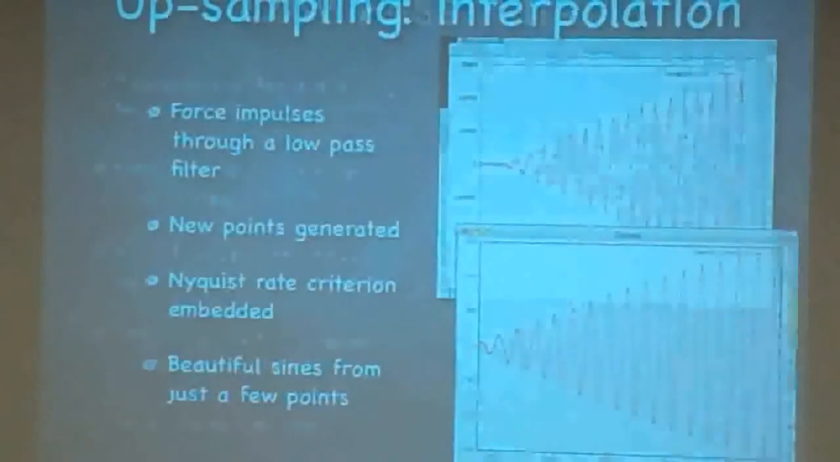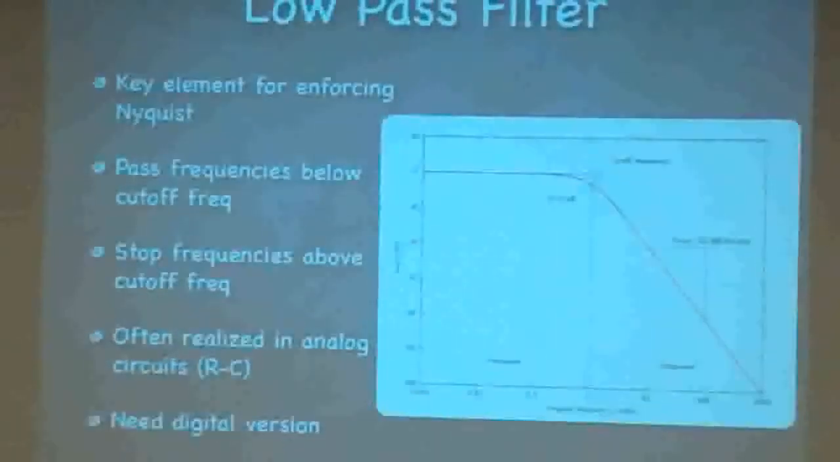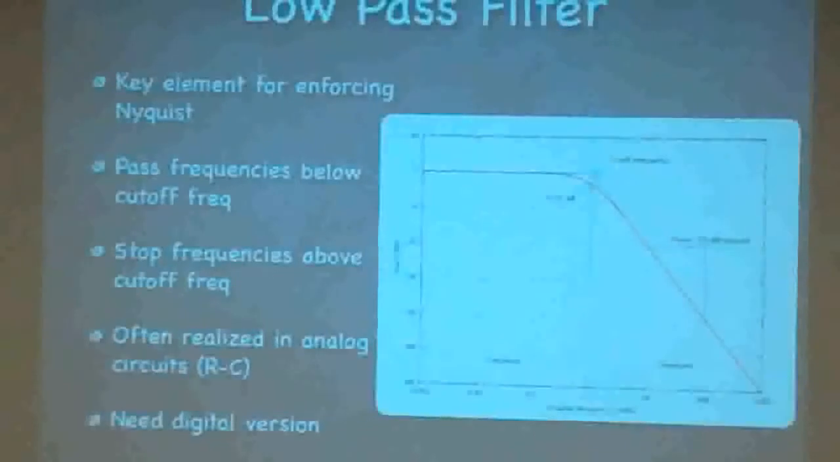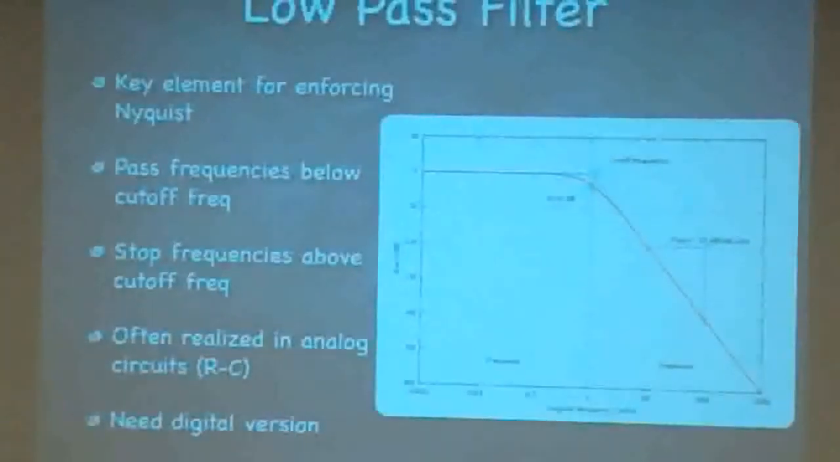Okay? Now, a key element in all of this is building a low-pass filter. We're all familiar with this as hams. We use low-pass filters all the time. And this is the key element that we need in order to enforce this Nyquist rate. And just to refresh your memory about filters, they have a cutoff frequency, and below the cutoff frequency in a low-pass filter, it passes stuff, and above the cutoff frequency, it begins to not pass it. Okay, and that's called the stop band.